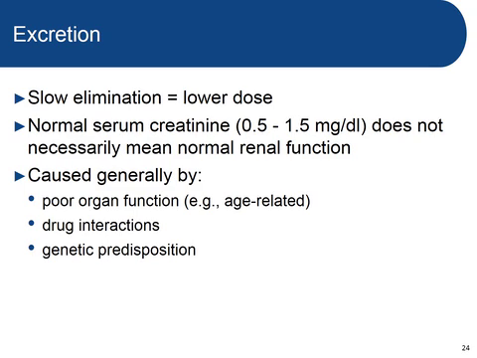One thing to be aware of, don't just go based on your serum creatinine, because somebody who looks like they have a normal serum creatinine doesn't necessarily have normal renal function. So for medication therapy, we're not just looking at serum creatinine on its own, we're looking at creatinine clearance. We might even be looking at actual GFR. But keep in mind that some of these issues with excretion, specifically slow excretion, generally are caused by poor organ function, could be age-related or otherwise, maybe drug interactions, or maybe just a genetic predisposition to eliminating something slowly.